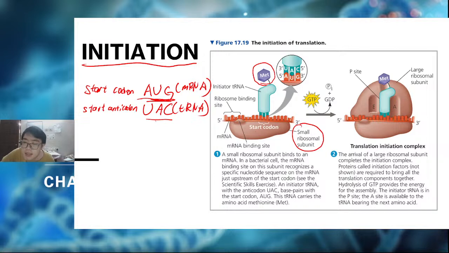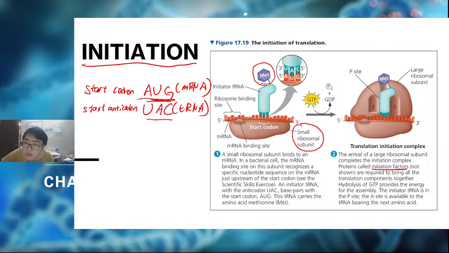The mRNA in the middle is like a printer. Have you ever seen a printer? The mRNA is like paper. The ribosome is like the printer. And the tRNA is like the ink, like the printer's ink. Like that. Okay, so the arrival of the large ribosome unit will complete the initiation complex.